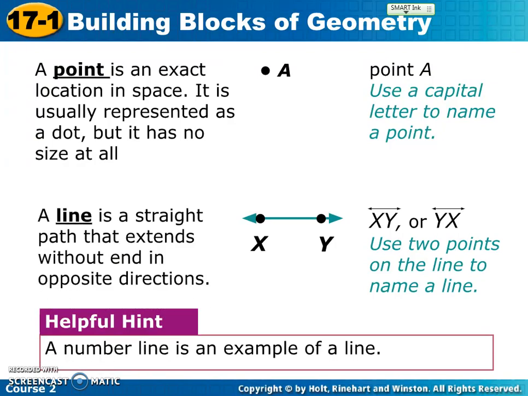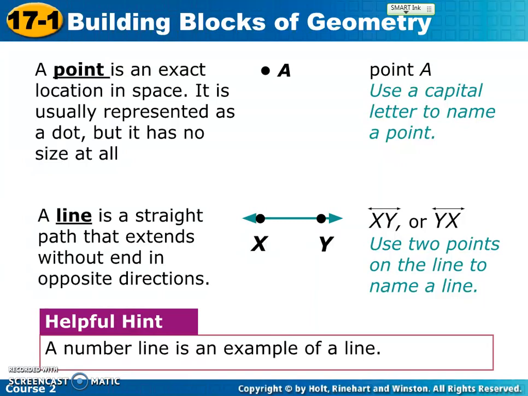Our next vocabulary word is a line. The definition of a line is that it is a straight path that extends without end in opposite directions. Next, you see our picture of a line. We have a line that has arrows going on both ends of the line because we know that a line goes in both directions infinitely. And 2 points make up a line. So here you see point X and point Y are on the line.